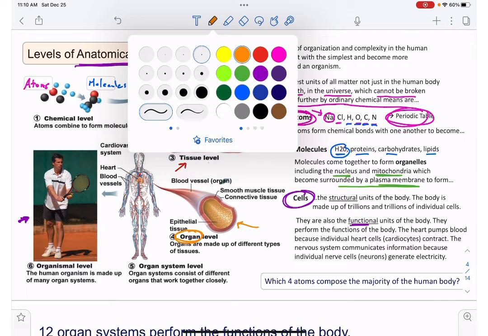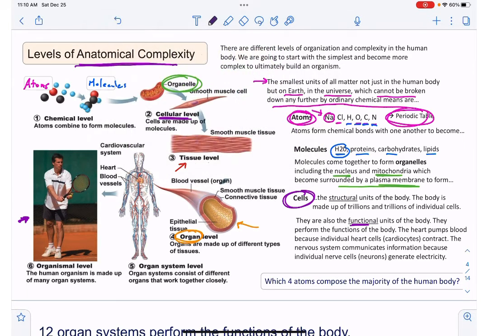After the organ level, we get to the organ system level. So this is where you take different organs that work closely together and you put those into an organ system. So for instance, the cardiovascular system. The cardiovascular system not only is composed of blood vessels, but also the heart. And those come together and perform a common function, which is to generate pressure and distribute blood and therefore nutrients and gases throughout the body.